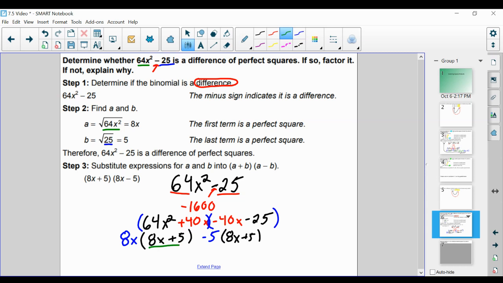We're going to factor out what is common. So we end up with 8x plus 5. That was the common set of parentheses, the matching set. And then 8x minus 5, which is what was on the outside. And you're going to notice we end up with exactly the same answer, knowing it was a difference of perfect squares. Okay, so we can still use this process.